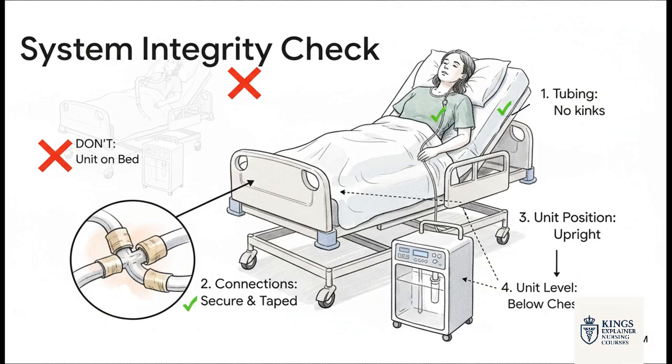3. The drainage unit itself has to be sitting upright. And 4, and this is a big one, the entire unit must stay below the level of the patient's chest, always. This lets gravity do its job and prevents drainage from flowing back in.